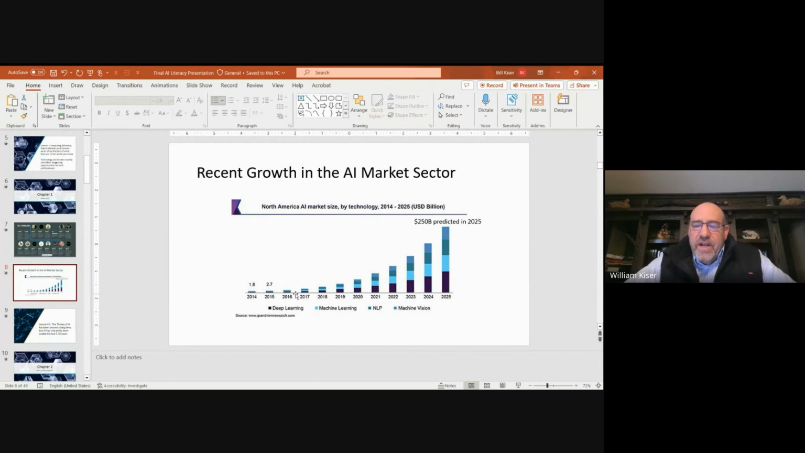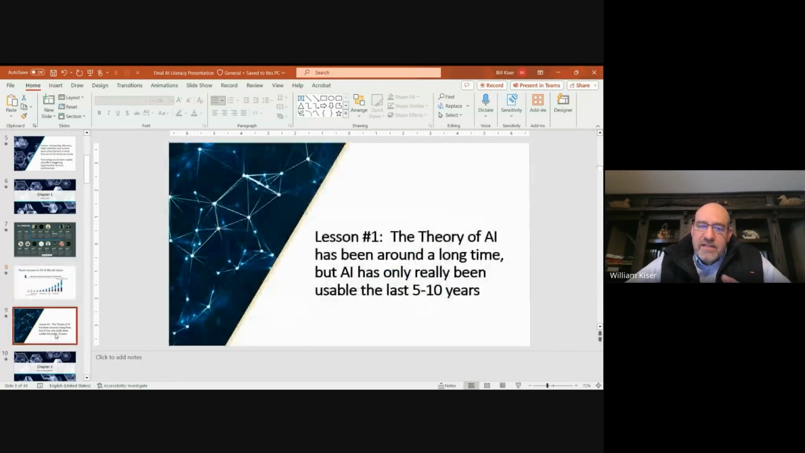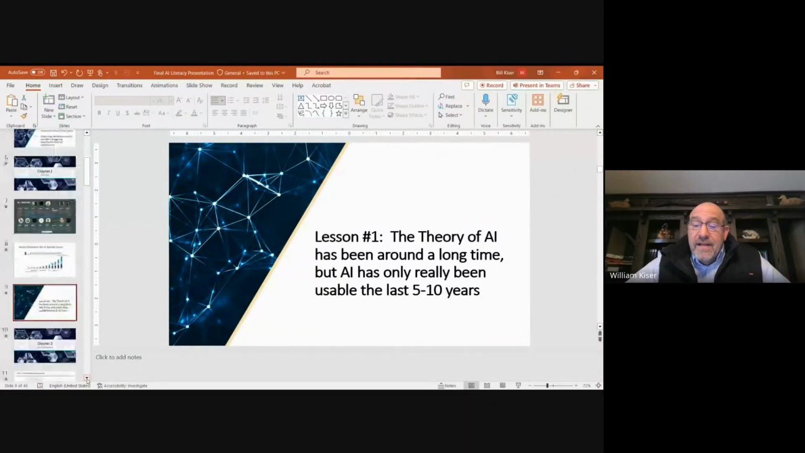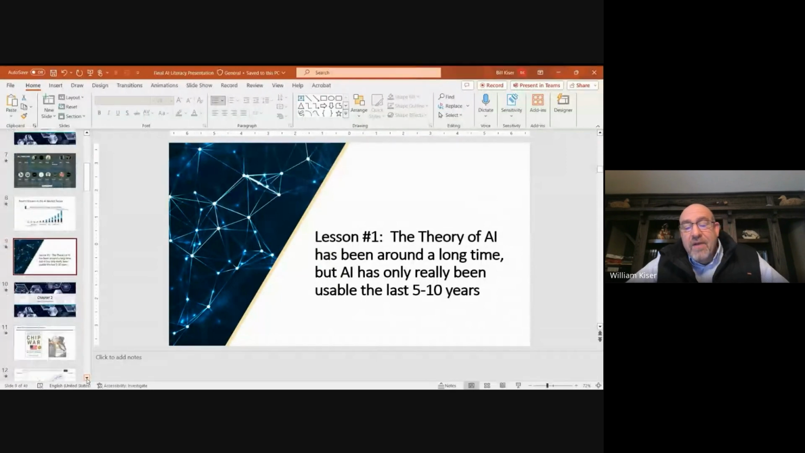But 2024, 2025, we're expecting $250 billion in the North America AI market size by the end of 2025. That is truly remarkable growth in any sector. So the take-home lessons that I want you to have here: the theory of AI has been around a long time, meaning people had an idea how to implement it, but it's only been usable the last 5 to 10 years. A lot of that's going to be tied to advances in memory and hardware because, as we know, AI requires tremendous computing power, and that's what enables this process.